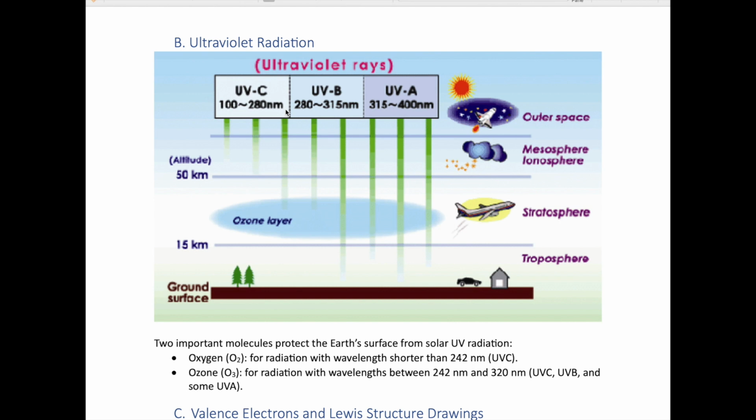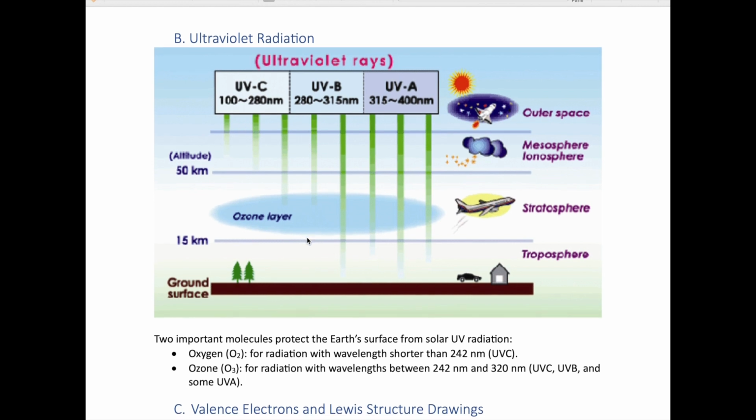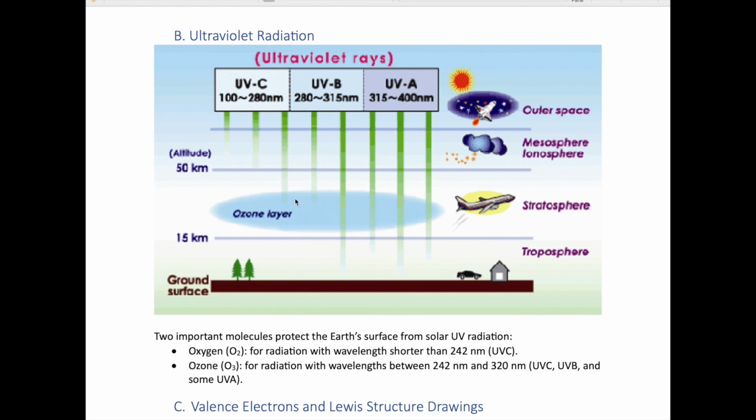Now again, going back to our discussion of wavelength and energy, you notice that UVC would have the highest energy, and UVA would have the lowest energy, but all of them are quite harmful to us. The shortest one, UVC, doesn't reach us very much because a lot of it is absorbed by other things. However, UVB and UVA do reach Earth, and we want to make sure that we are able to protect ourselves there.